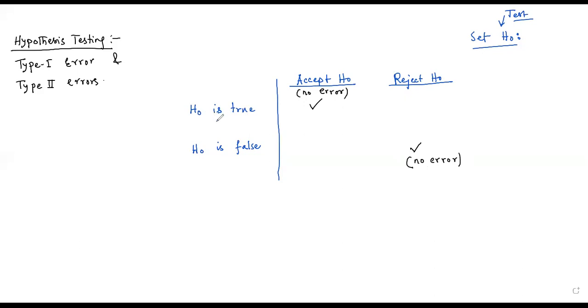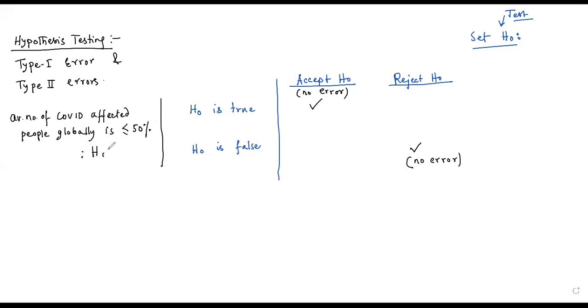Our null hypothesis is indeed true. Suppose the COVID affected people, I'm writing this statement over here: the average number of COVID affected people globally is less than or equal to 50%. Okay, suppose this is my null hypothesis, H0.